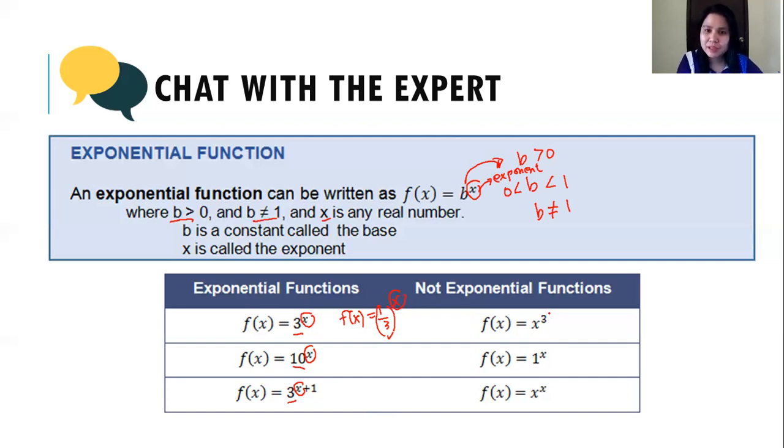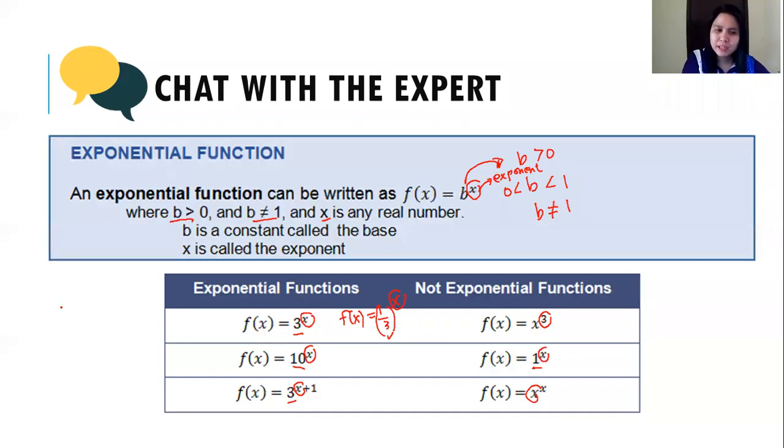Now, what are examples of not exponential functions? You check. The exponent is not a variable. Therefore, it's not an exponential function. The second one, the exponent is a variable, but you look at the base, it's 1. So it's not an exponential function. The next, there is a variable in the base. It's not a positive number, so it's not an exponential function.